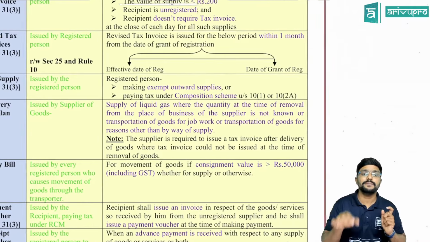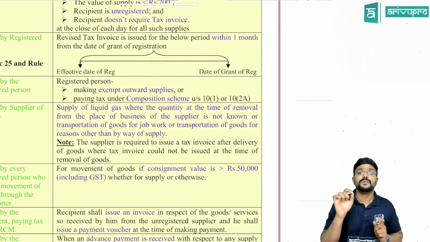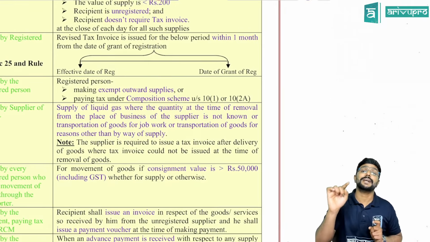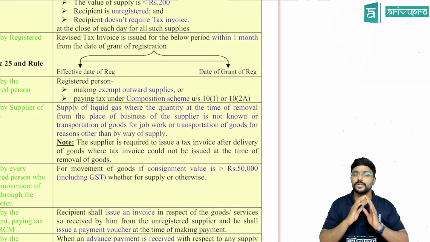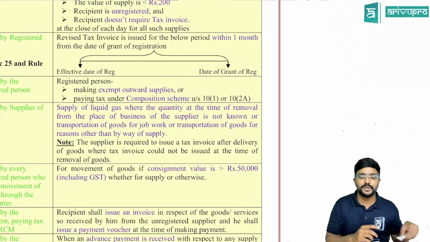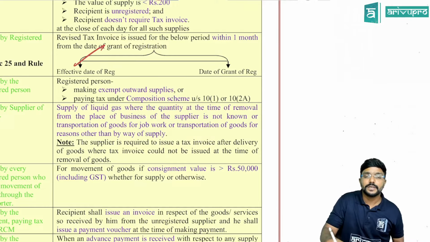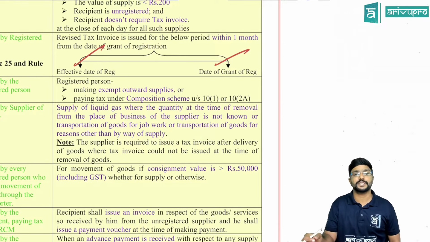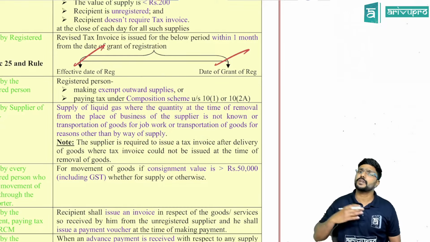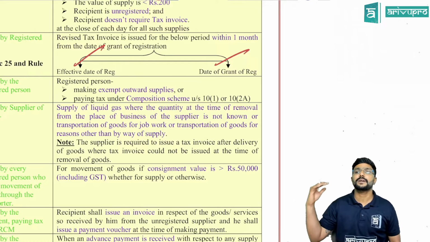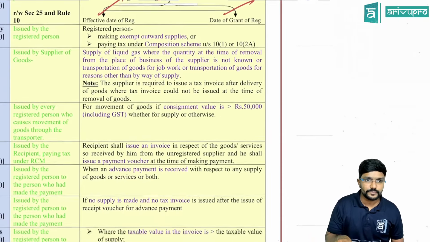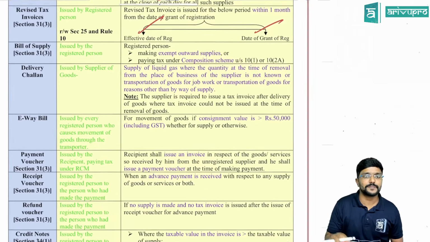And the time within which this revised tax invoice has to be issued is within 1 month from the date of grant of registration. This is only for the supplies which took place between the effective date of registration and the date of grant of registration. After the date of grant of registration, for any supply I make, I will be issuing a tax invoice. Next document, bill of supply.